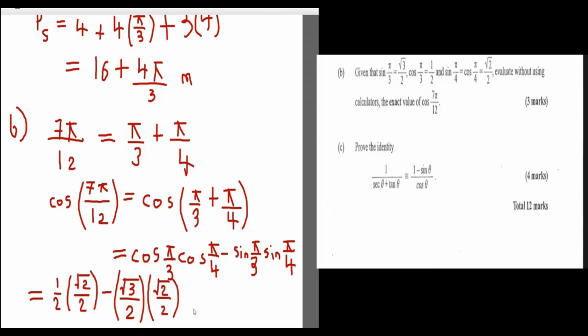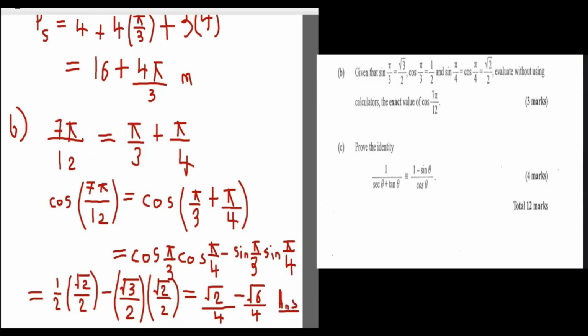Now, how are we going to finish working this out? We just have a half times root 2 over 2. 1 times root 2 is root 2, and 2 times 2 is 4, so we get root 2 over 4, minus root 3 times root 2, which is root 6, over 4. So that's the answer: root 2 over 4 minus root 6 over 4. Nice and easy.